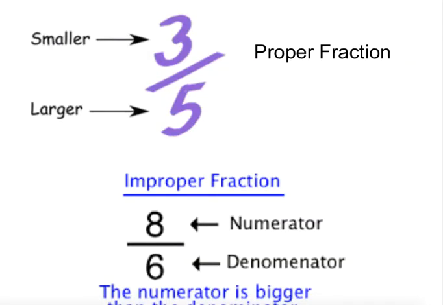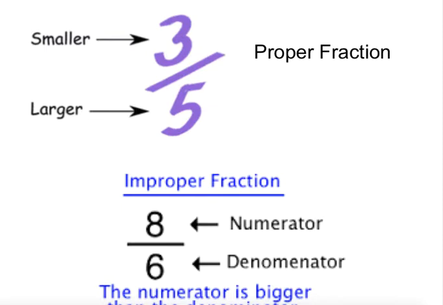Here we're used to proper fractions. A proper fraction has a smaller numerator and a larger denominator. This is the way that we normally see fractions in everyday life, as proper fractions. However, when we look at an improper fraction, it's the reverse. That's why we call it improper. It's not the proper way we normally write fractions.